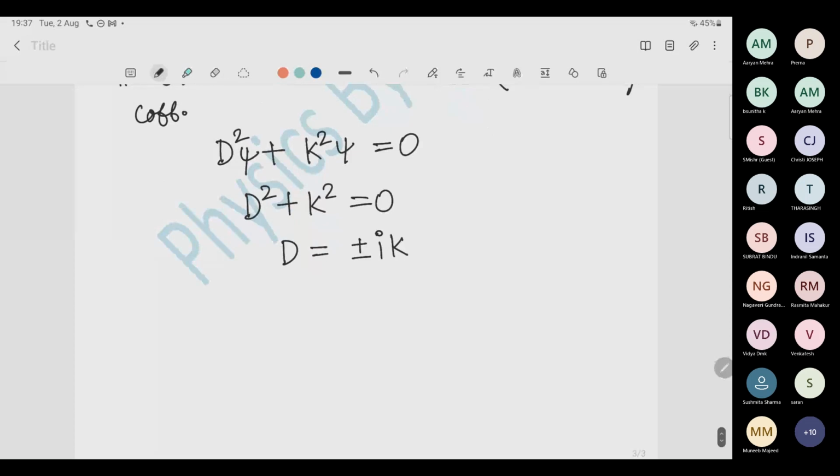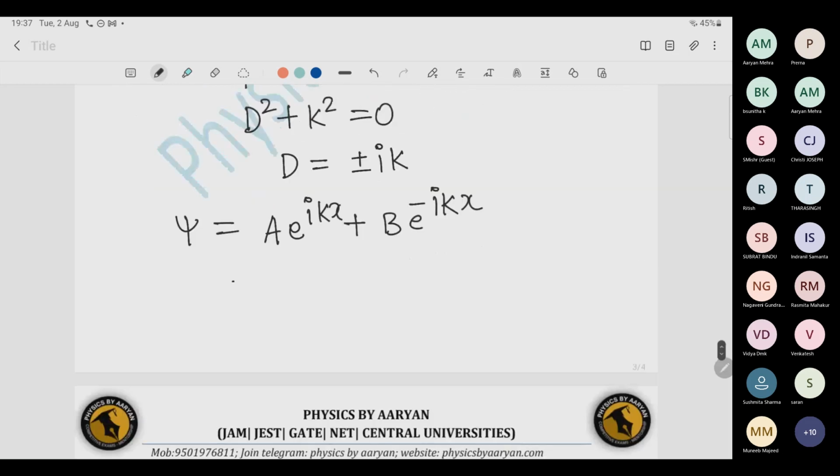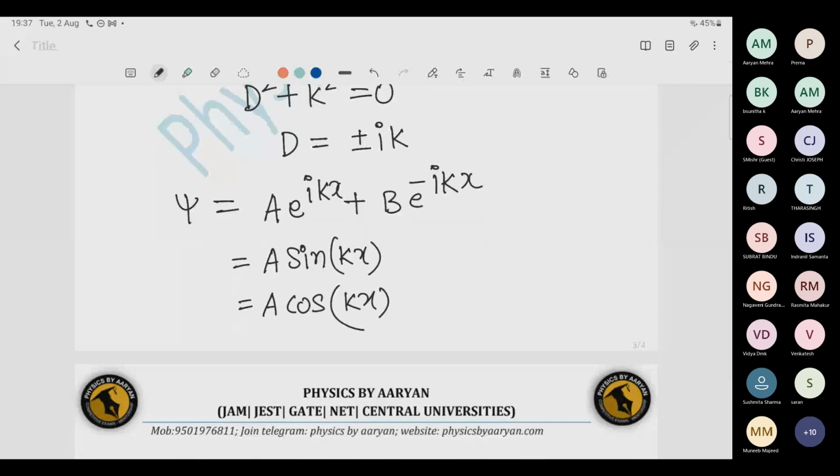So if d is plus minus iota k, then your solution is a e raised to power iota kx plus b e raised to power minus iota kx. Or we can also write it as a sine kx, or we can also write it as a cos kx. All of these are possible values, but not all of them make physical sense.